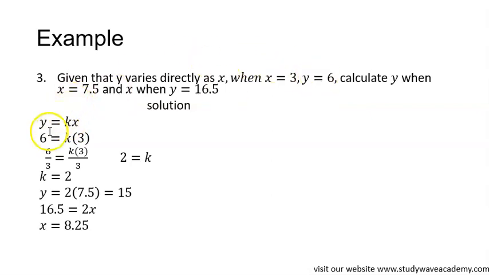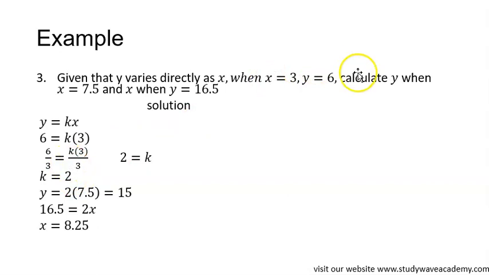So y is 6, we substitute 6 = k times x, and x is 3, we substitute 3. Now we are looking for k. To isolate k, we divide both sides by 3. So 6 over 3 = 3k over 3. 3 cancels 3, you are left with k, and 6 divided by 3 is 2. So 2 = k. k = 2.